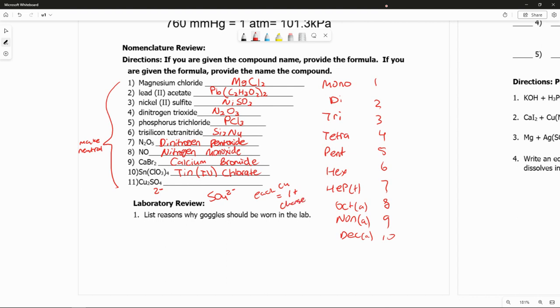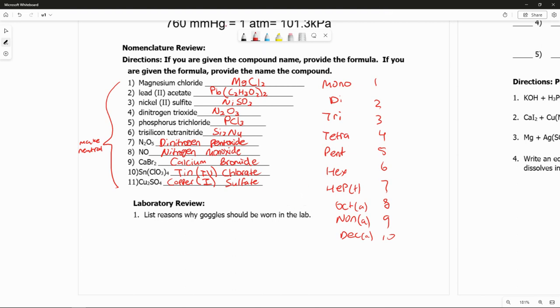We need to put the Roman numerals again, like tin, nickel, and lead, because copper is a transition metal too. So we put copper, open parentheses for the Roman numerals, and since copper is a 1 plus charge, we write 1 in Roman numerals, which is I, then sulfate. So copper I sulfate is your final answer. And with that, the naming is done.